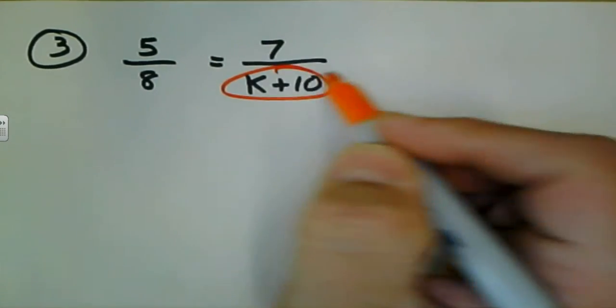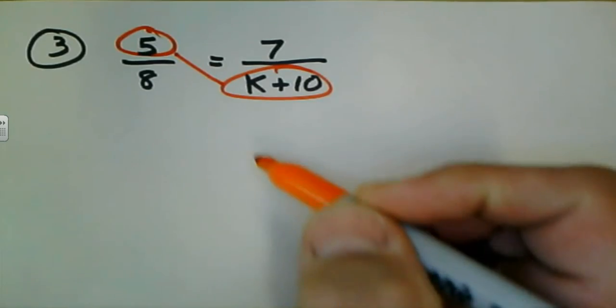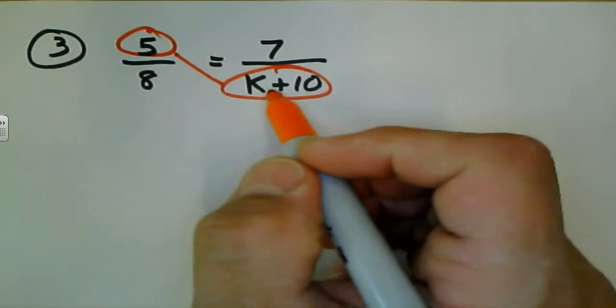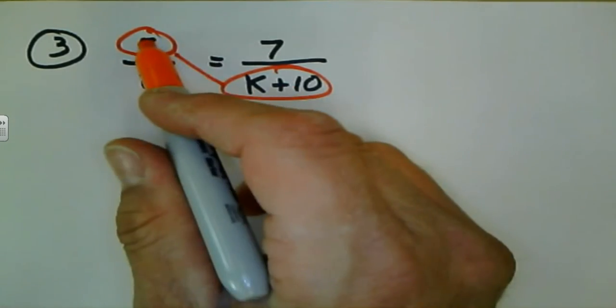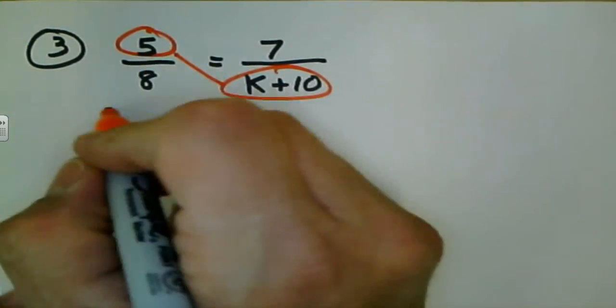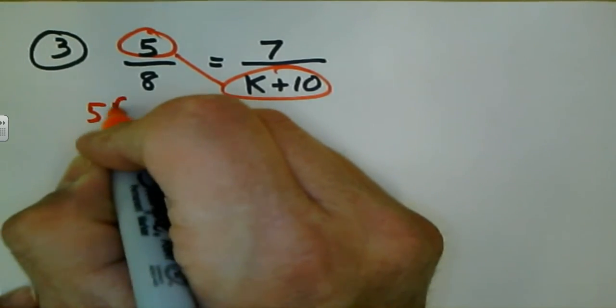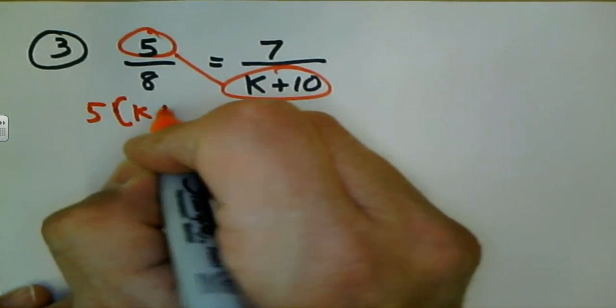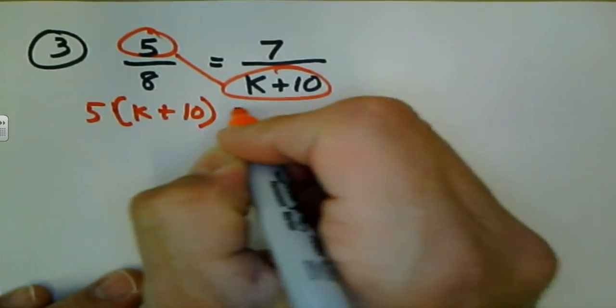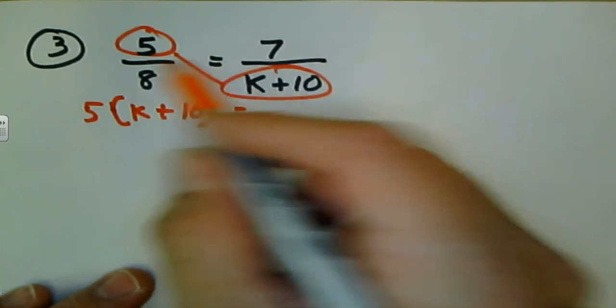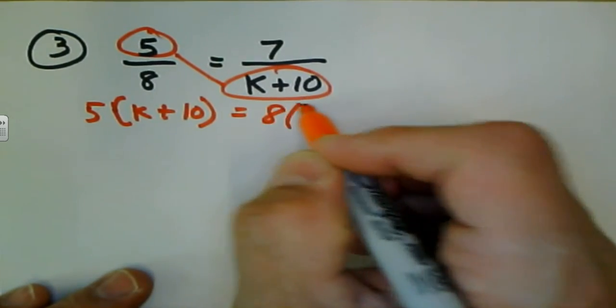All right, number 3. Once again, find my variable, go to the other side and go up or down, whichever, the opposite of it. So I'm down here, I go up here. Numerator to denominator. 5 times k plus 10. We set it equal because these fractions are equal, and 8 times 7.